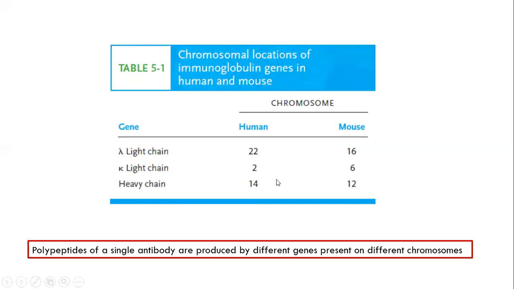The kappa light chain is present in chromosome 2, and the lambda chain is present in human chromosome 22, I think. So basically, the polypeptides of a single antibody are produced by different genes present on different chromosomes.